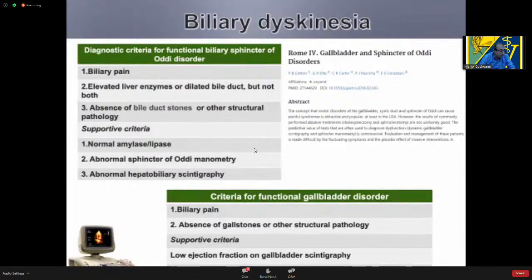As a supportive criterion, of course, we can recommend and perform gallbladder scintigraphy, where we can see a low ejection fraction. And in addition, in case of gallbladder disorders as the main cause of the biliary dyskinetic condition, there is normal activity of the liver enzymes, normal activity of amylase and lipase, and the level of bilirubin remains unchanged. In order to support my idea, I can recommend you this article, this paper.